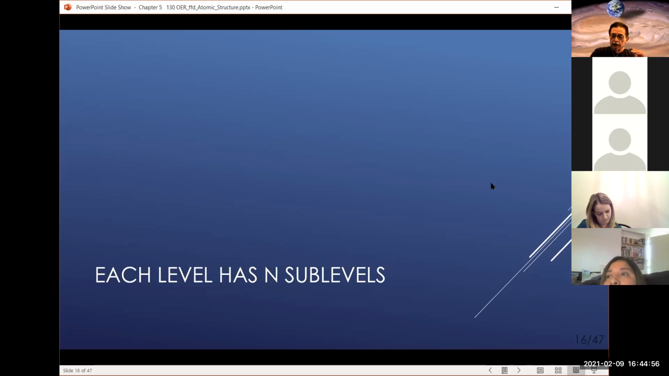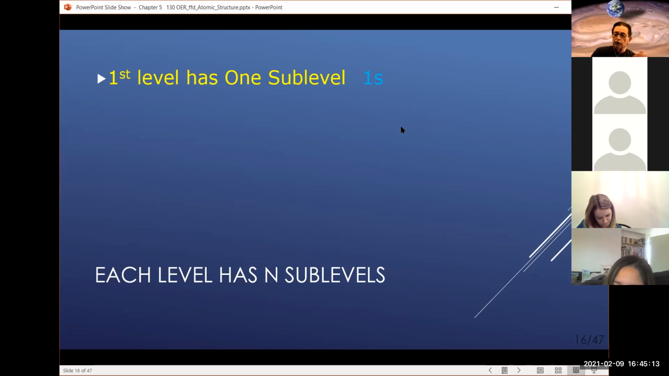Now, the first energy level, the first period, has only one orbit, and that is called the S. Hence, we put the 1 in front of the S, which represents what period they're in, what energy level. And there's only one orbit, called the S.